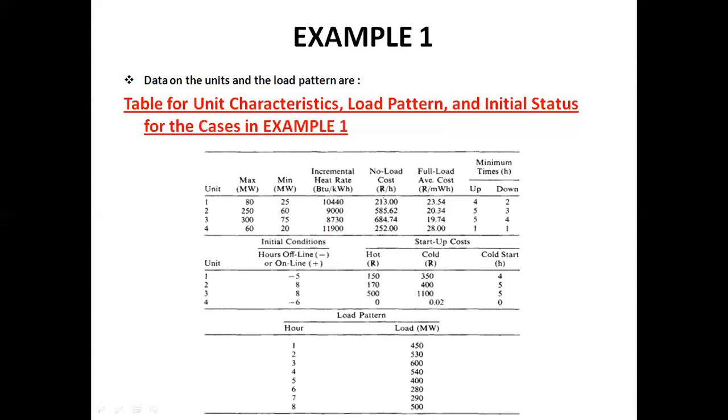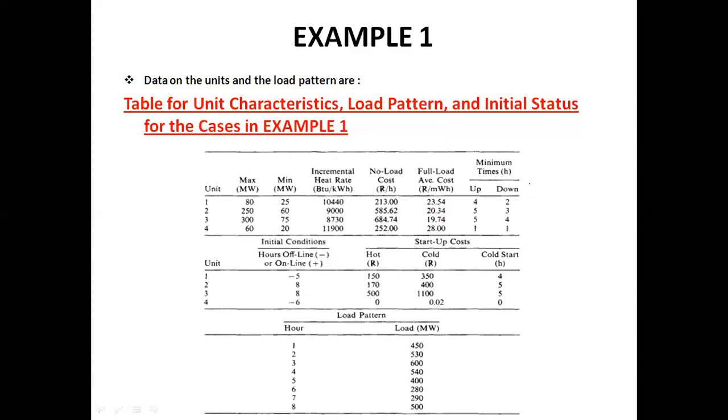The no load cost, in rupees per hour, is 213.00, 585.62, 684.74 and 252.00. The full load average cost, in rupees per megawatt hour, is 23.54, 20.34, 19.74 and 28.00 for the units.